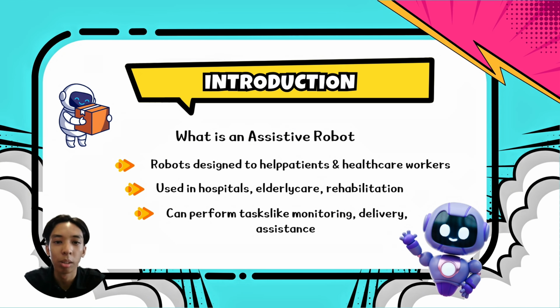Today, I want to talk about ROS2 based assistive robot in healthcare. To begin our presentation, let's first define what an assistive robot actually is. Essentially, these are robots specifically designed to support both patients and healthcare professionals. You will commonly find them integrated into hospital environments, elderly care facilities, and rehabilitation centers. The facility allows them to perform a variety of critical tasks, such as continuous patient monitoring, the delivery of medical supplies, and general day-to-day assistance for those with limited mobility.